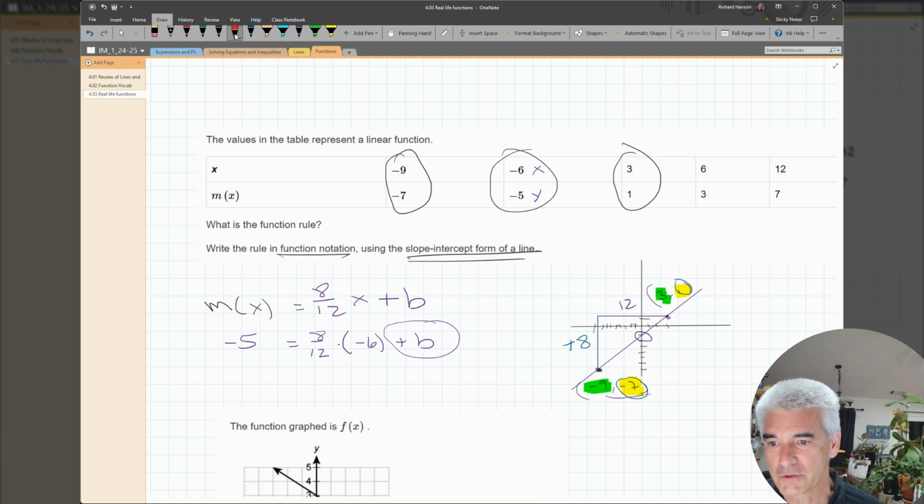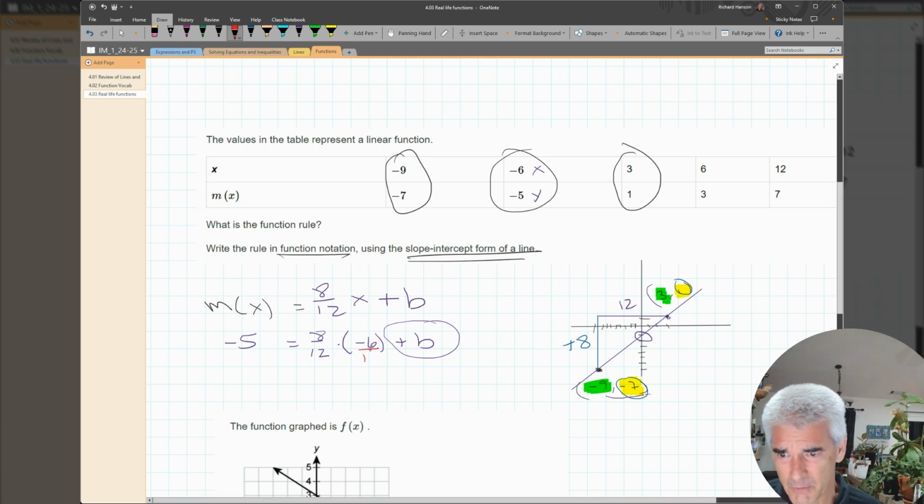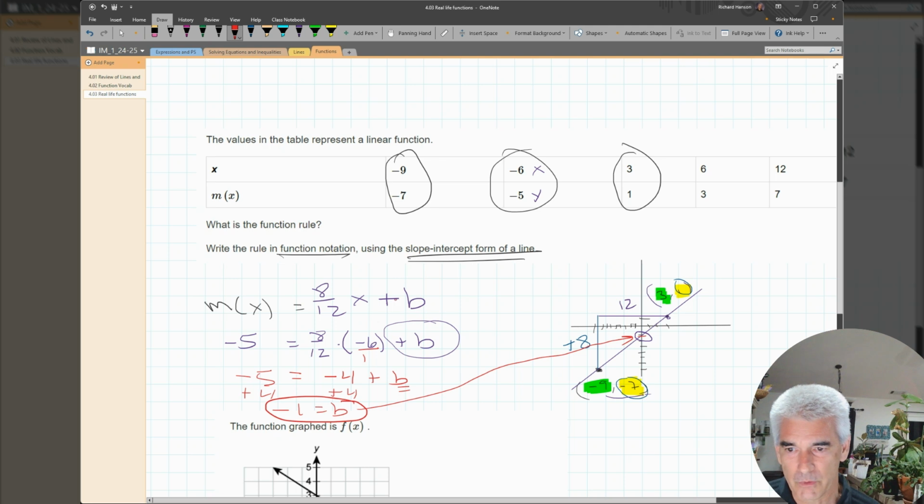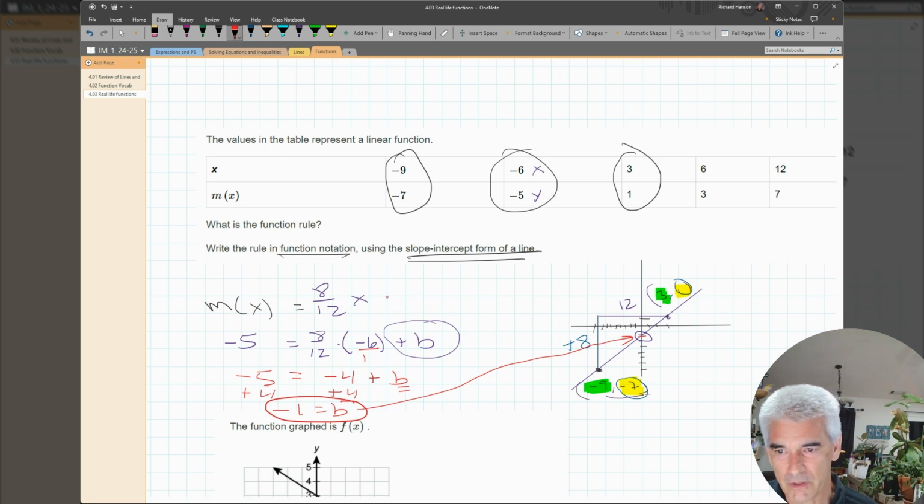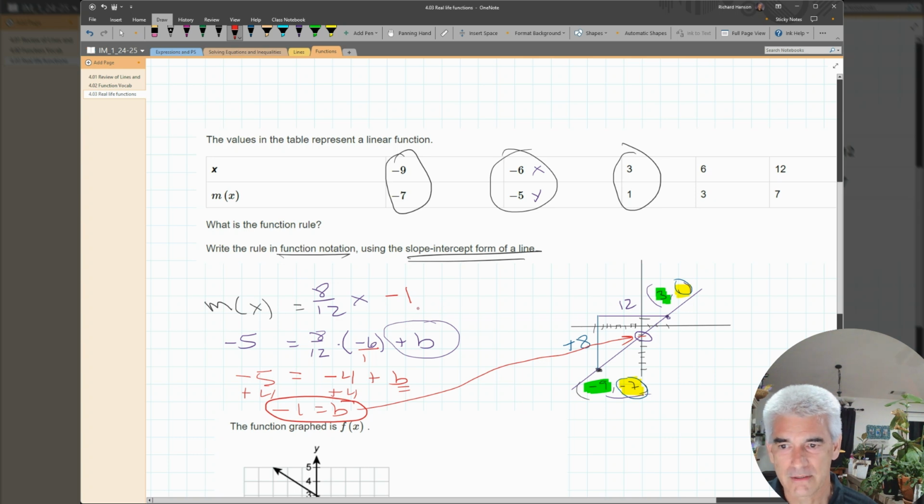And now we do a little bit of algebra here. I'm going to go ahead and multiply this first. So this is going to be -48 over 12, which is -4. So I get -4 plus b equals -5. And then you just solve for b. So I'm going to add 4 to both sides. I like the result because it matches with my graph. -1 equals b. That's what I was hoping to see, because it looked like it was crossing at -1 over there. So then I can replace b with -1 wherever it crosses.